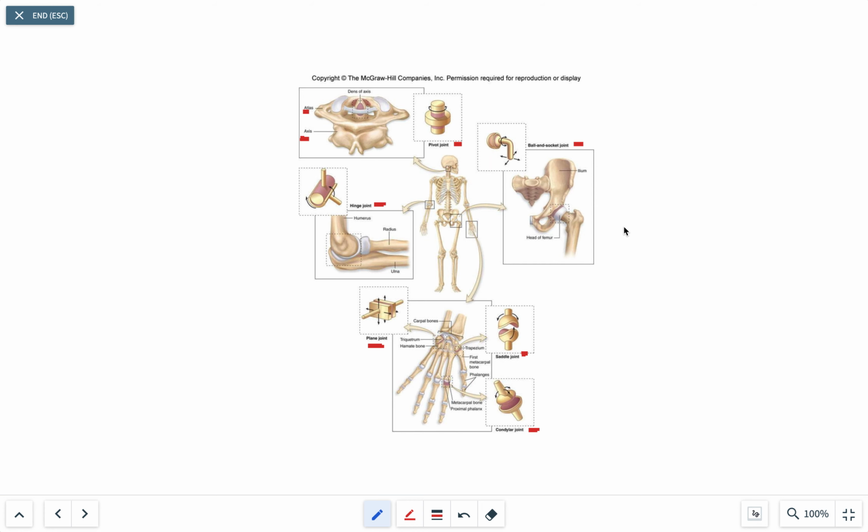And previously in the slide we talked about how a ball and socket joint is going to have an increased amount of mobility and a decreased amount of stability. And it's primarily due to the increases of motion such as rotation and circumduction.